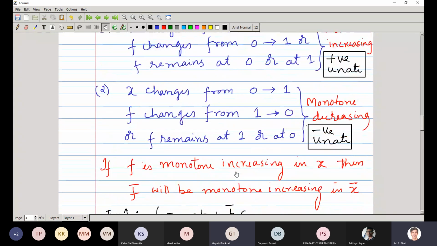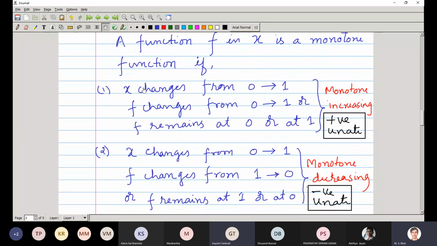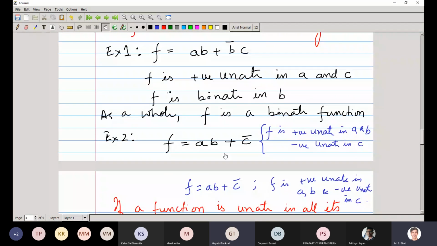That is why, when x changes from 0 to 1, f changes from 0 to 1, or f remains at 0 or at 1. These two together tell us whether it is monotonically increasing or not. Even if it remains the same, it remains at the same value 0 or 1 because of other variables.